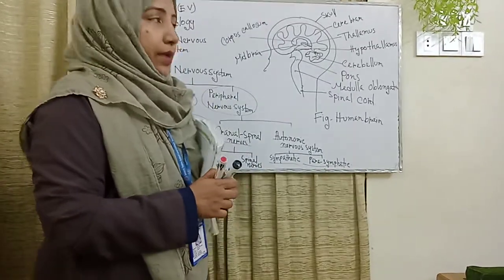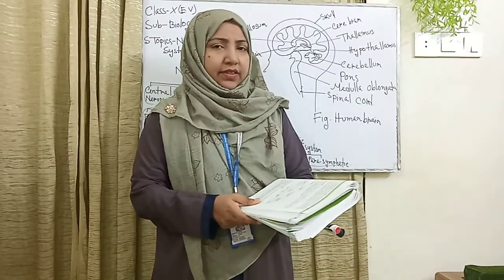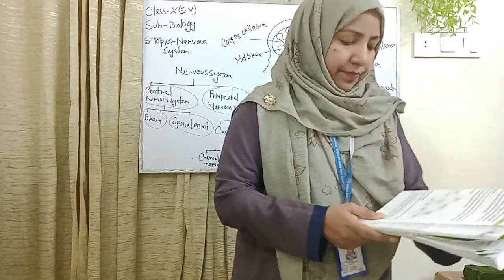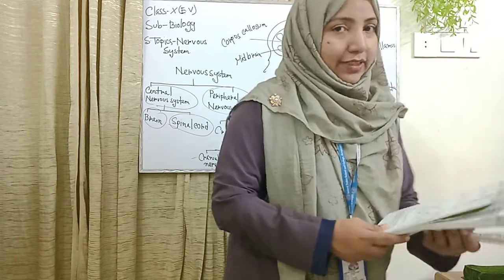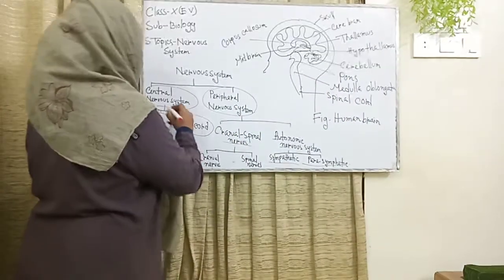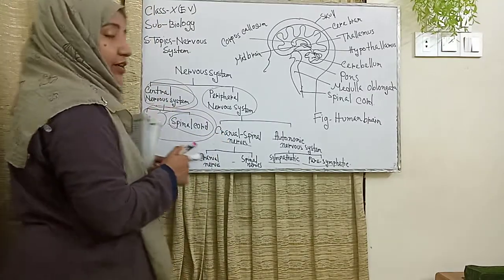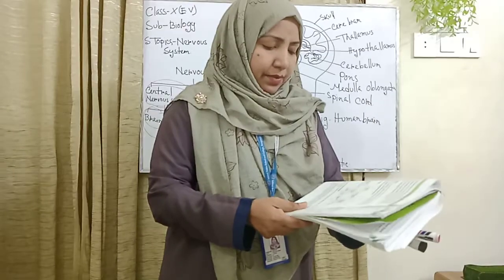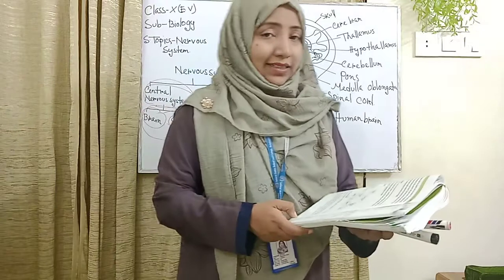Okay, now see the books. That was the nervous system; now the central nervous system. The central nervous system consists of the brain and the spinal cord. Here are the brain and the spinal cord. They are also the central nervous system, which I just explained.